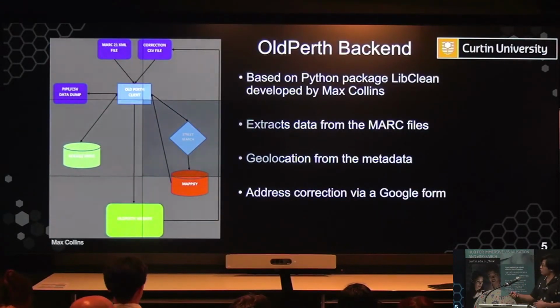As you can see, libclean also has so many other functionalities, and one of them is its ability to correct the image address based on user feedback through a Google form integrated onto the website. Once the suggested correction is verified, new latitude and longitude coordinates are generated for the image. LibClean also has the functionality to feed the geolocated data back to the State Library, and by doing this, it ensures that both OldPerth and the State Library have the same validated addresses.